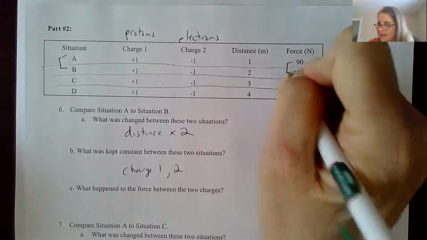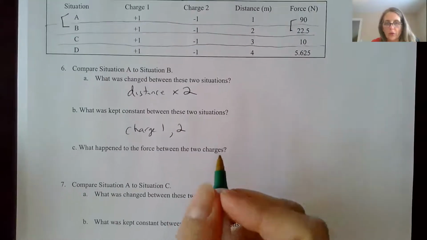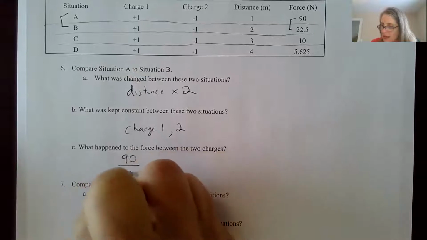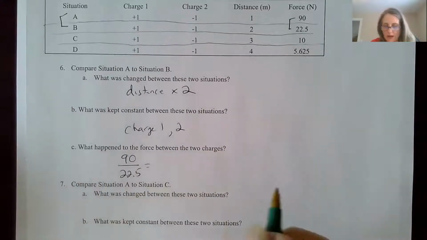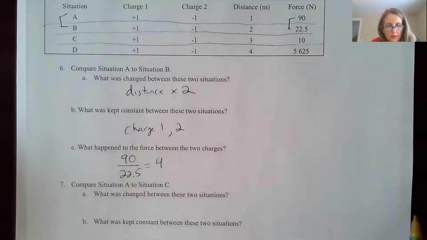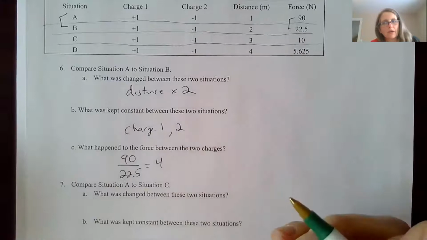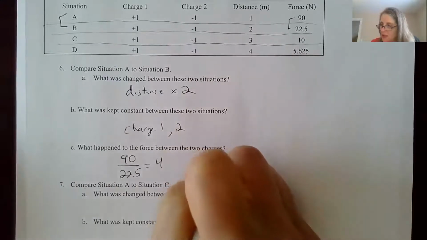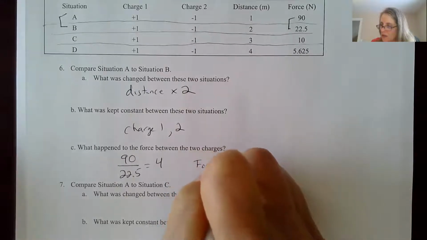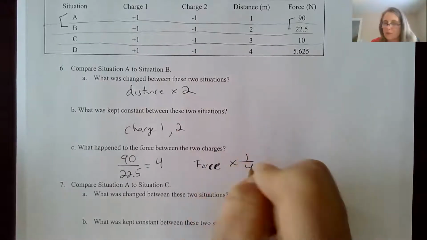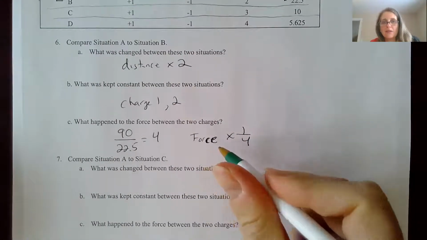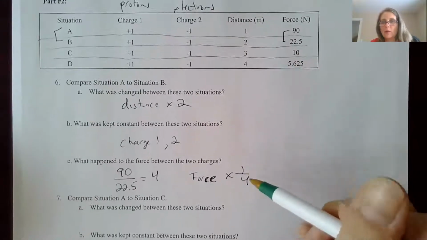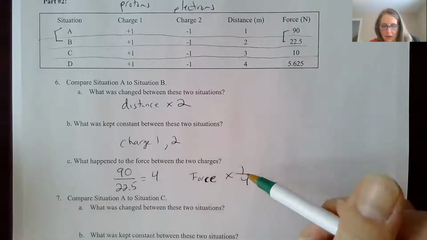We're looking at 90 to 22.5. It's not a bad idea to write out the actual numbers and see what factor you get. I get a factor of 4, but it's going down by a factor of 4. So I'm not multiplying by 4, I'm actually dividing by 4. So what's happening to the force is that it is going down by a factor of 1/4. I'm essentially taking 90 and multiplying it by 1/4, so I'm taking 90 and dividing it by 4.